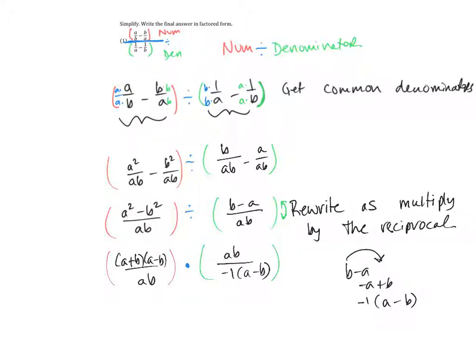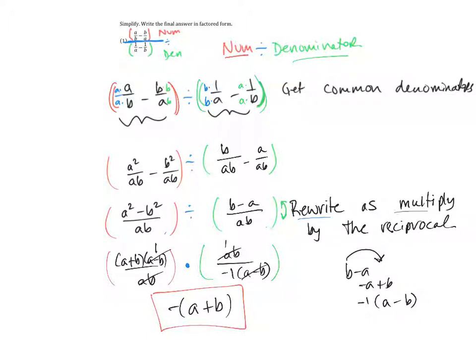Now I can do some simplification. Anything divided by itself is just 1, so a minus b cancels, and ab can simplify as well. So I've got a plus b divided by negative 1, or we can just write that negative out in the front. And that's done. Let's look at what we do. We look for numerator divided by denominator, and then simplify your parentheses. Once you've gotten single fractions in both, we can rewrite as multiply by the reciprocal of the second fraction, and then simplify, and we're done.